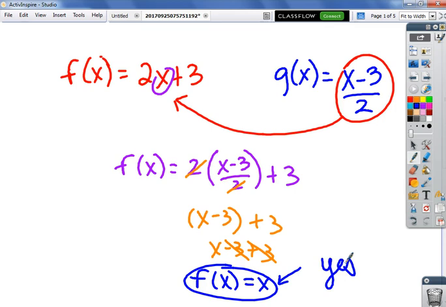Either plug one function into the other. If you get x, it's inverse. Or flip the x and y, solve for y, and if you get the other function, guess what? It is an inverse. So let's check out some practice work.